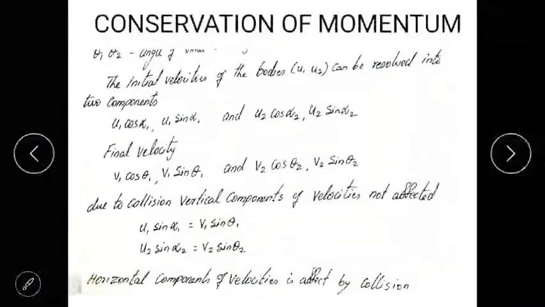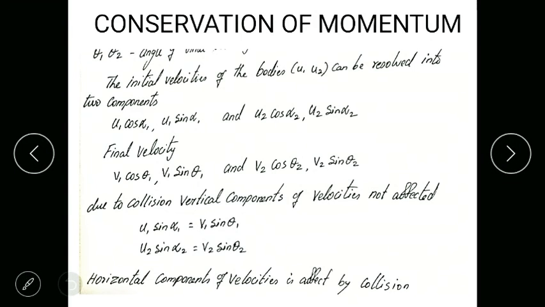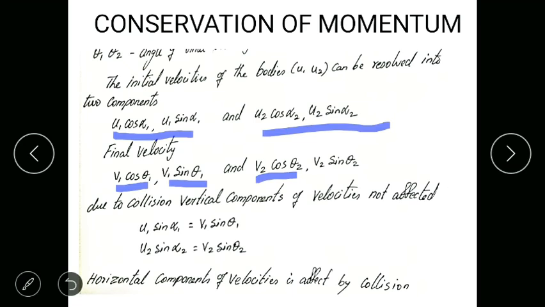Since the velocity is inclined with the line of impact, the velocity should be resolved into two components, horizontal and vertical. So we resolve the initial velocities of the two masses into u1 cos alpha 1, u1 sin alpha 1, and u2 cos alpha 2, u2 sin alpha 2. Like that, the final velocity is also inclined with the line of impact, so we resolve it into v1 cos theta 1, v1 sin theta 1, v2 cos theta 2 and v2 sin theta 2.